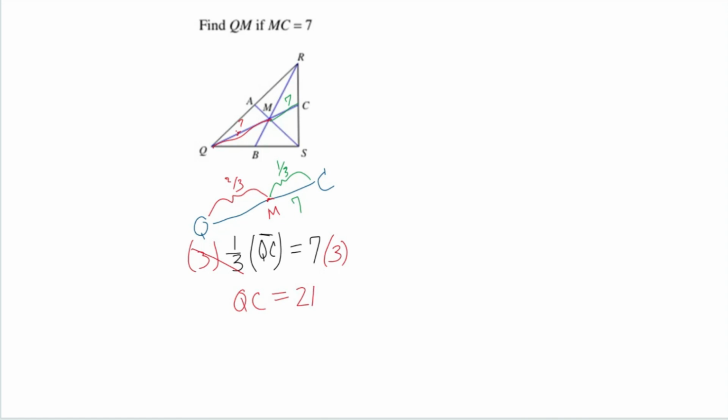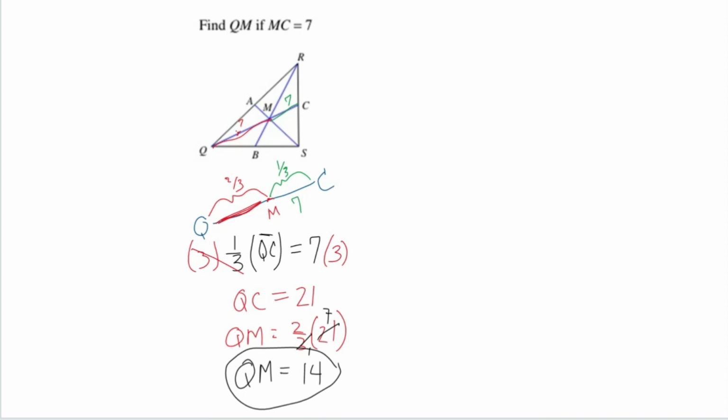Now that we have the whole line segment, we can determine what this portion of the line is just by multiplying by 2/3 of QC. QM equals 2/3 of 21. We can simplify this by saying that's a 1 and that'll turn to 7. So QM is equal to 14.